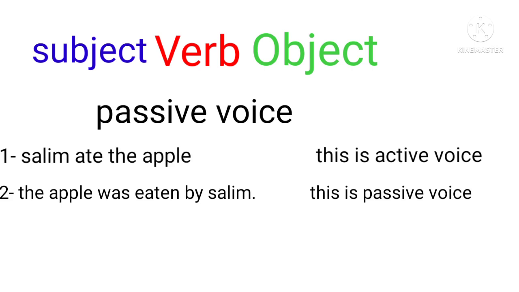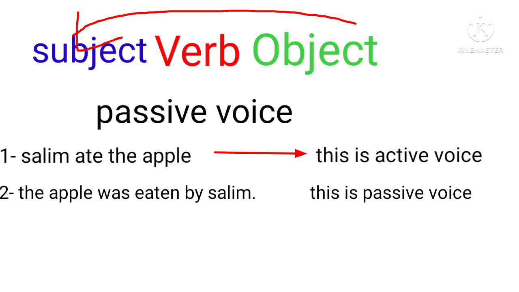In the passive voice, the noun that is receiving the action moves to the subject position at the beginning of the sentence. So if we want to change the sentence from the active voice to the passive voice, we have to move this object to the subject position at the beginning of the sentence. Salim ate the apple. This is the active voice. The apple was eaten by Salim. This is the passive voice.